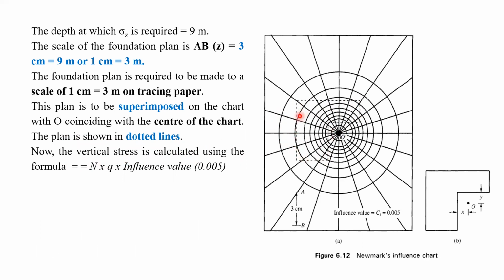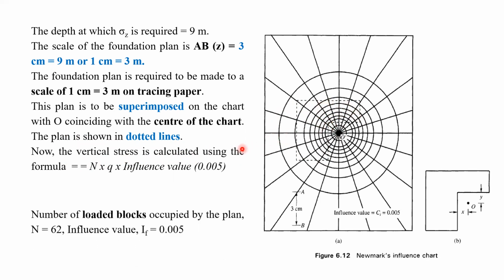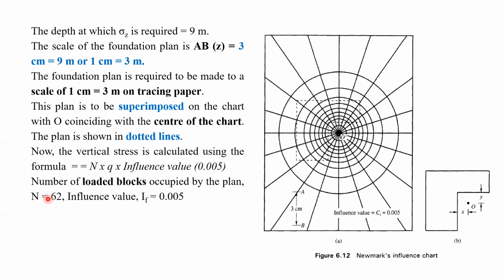You can see these are the blocks here: 1, 2, 3, 4, 5, 6, 7, 8, 9. Likewise, you have to count all the blocks. Once you count the blocks, then we shall multiply with q and the influence value. See, the number of loaded blocks is 62, and the influence value is 0.005. And q is also given there.